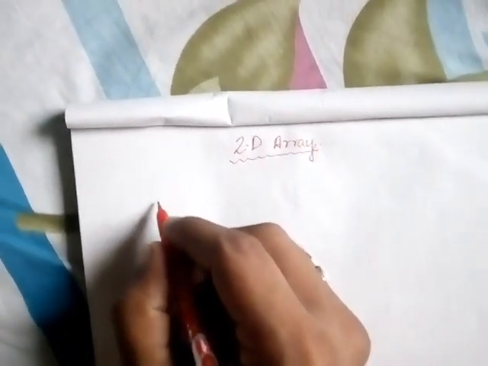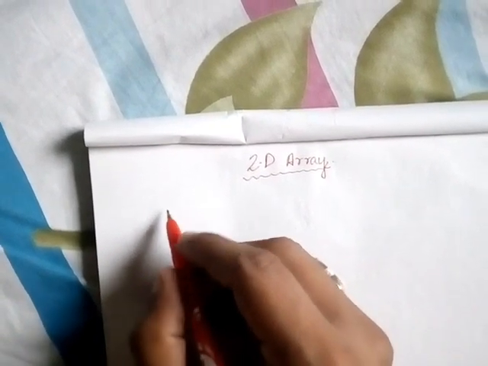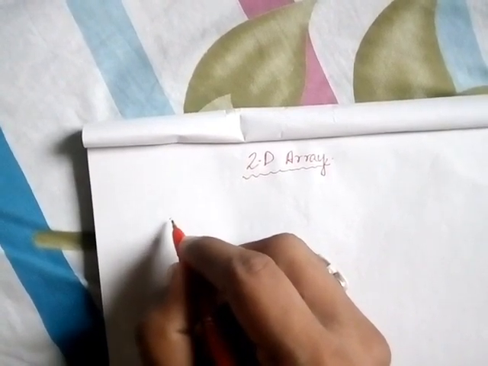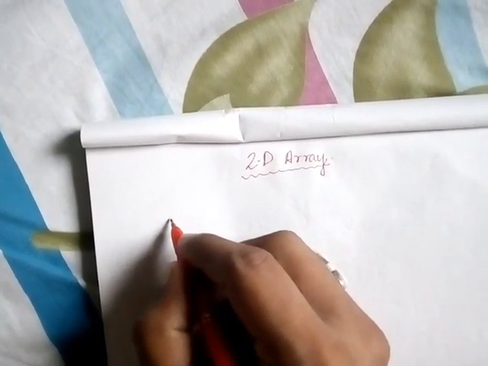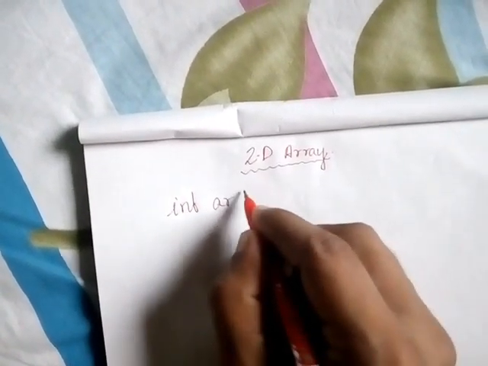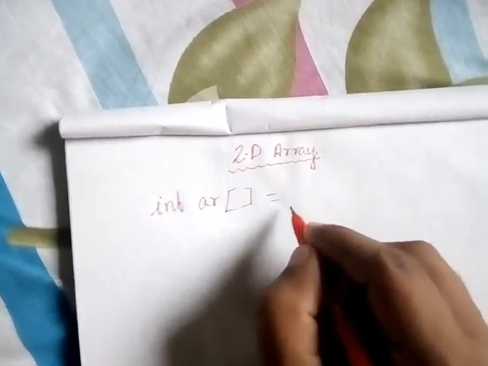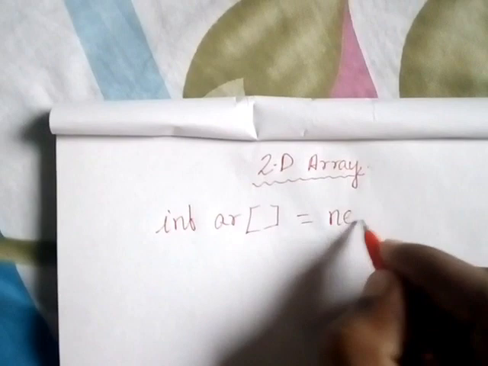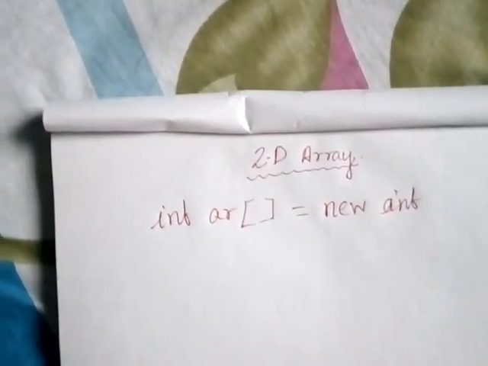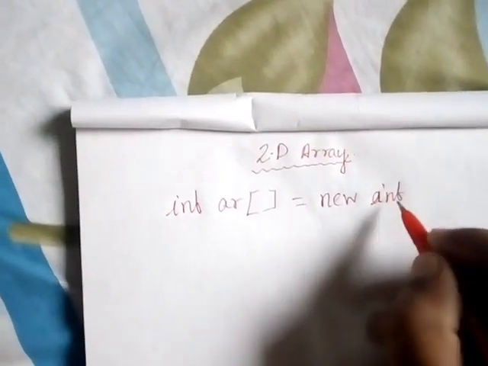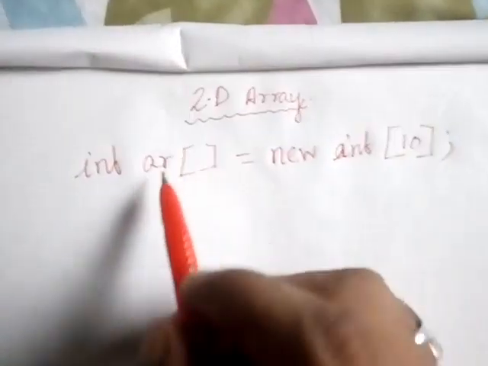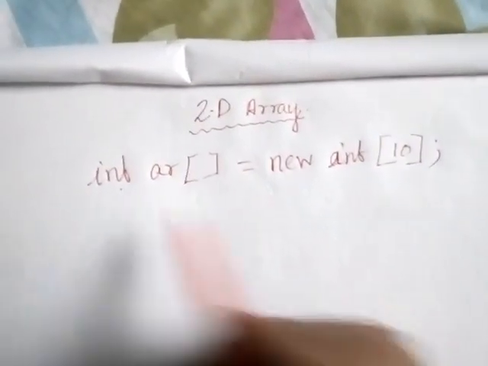See, first of all, suppose here I am declaring a 1D array first. Suppose my array name is AR, and I am going to declare 10 elements of an array. So for example, int AR[] = new int[10]. So students, in this line, int is the data type.